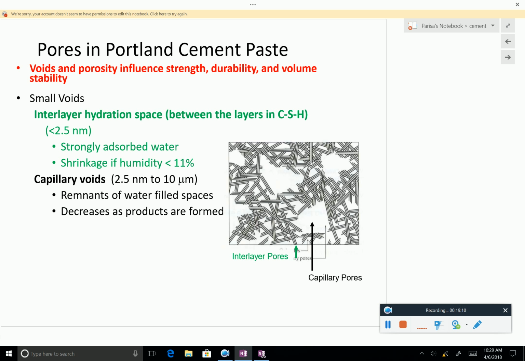Okay. Another very important discussion related to cement is the pores. Now, it's not difficult, but I want you to pay attention and then once and for all you know what this is about. It turns out that, is this the basket? Yes.